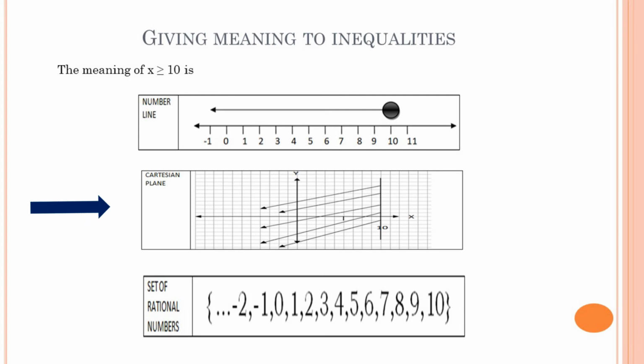On the Cartesian plane, there we go again. You'd notice the line is a solid line drawn through 10, meaning that 10 is included for the inequality x is less than or equal to 10. All the values that are less than 10, including 10, are shaded to show that representation. And there we have the set of rational numbers where you would see x is less than or equal to 10, meaning 10 is included, 9, 8, 7 to infinity.